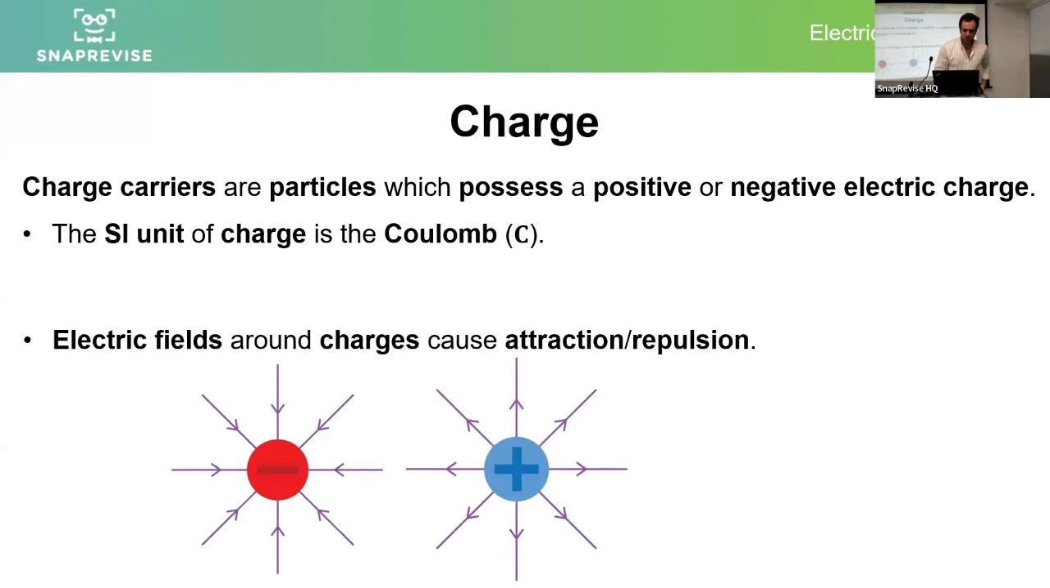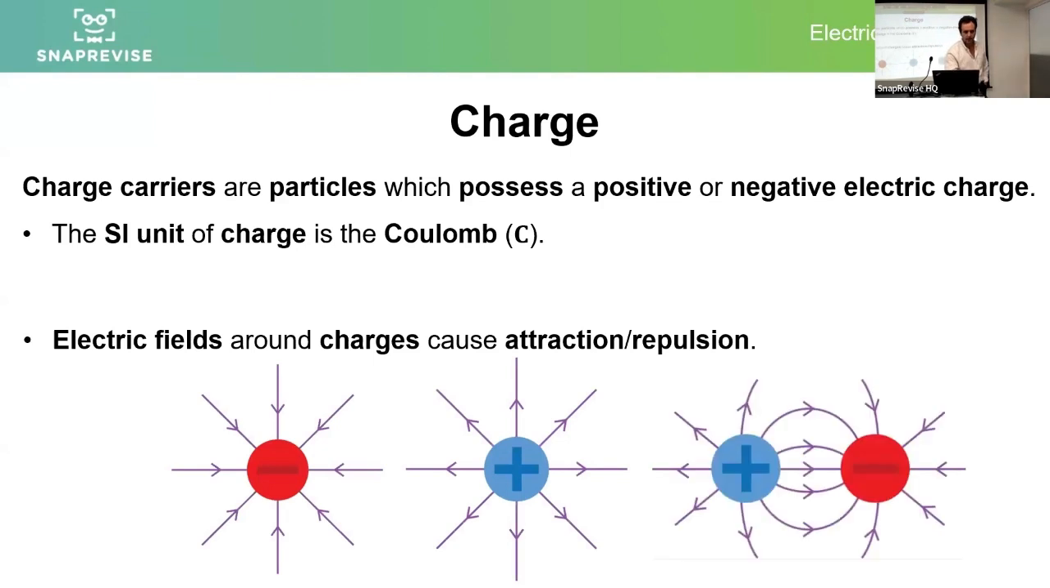The SI unit of charge is the coulomb. So it is in fact an SI unit, along with kilograms and meters and seconds. So there must be something pretty important about charge if it's earned its space among one of the 7 SI units. The electrical fields around charges cause attraction or repulsion.